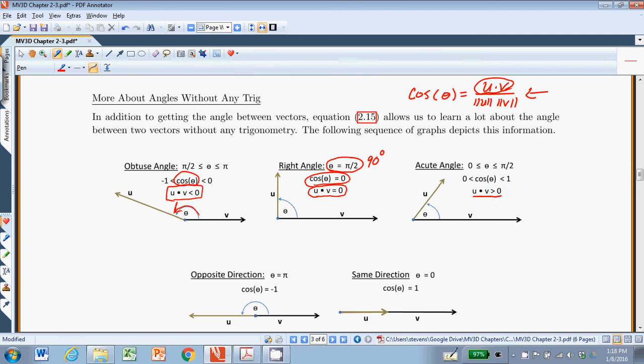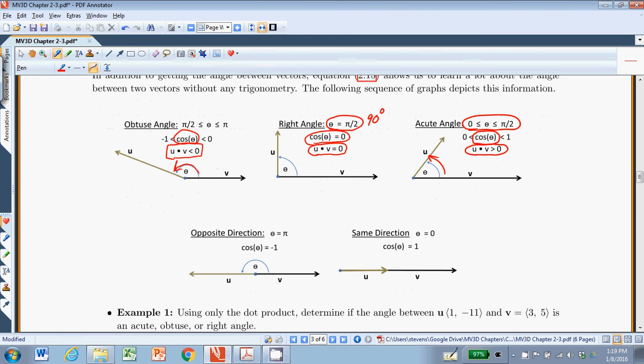And if u dot v is positive, then that means the cosine of the angle between them is positive, which means the angle is between 0 and pi over 2, or less than 90. In other words, it is an acute angle, right? So that's pretty handy. So now we can tell whether the angle between two vectors is a right angle, or if it's obtuse or acute, just by looking at the sign of the dot product. Absolutely no trig involved, and that's user-friendly, especially if you're using a machine to do these calculations.